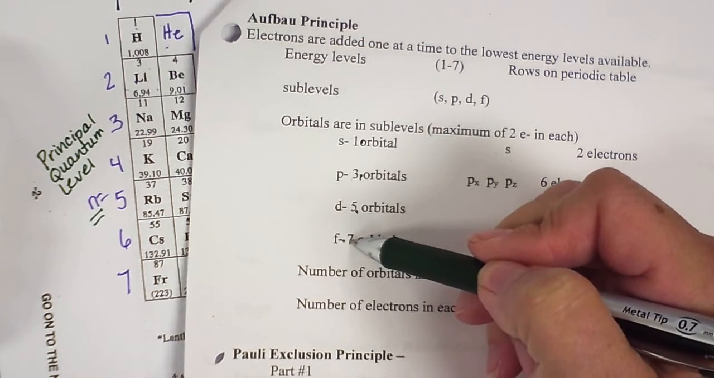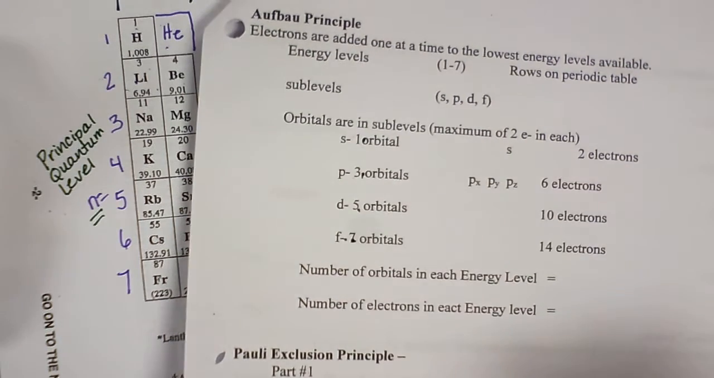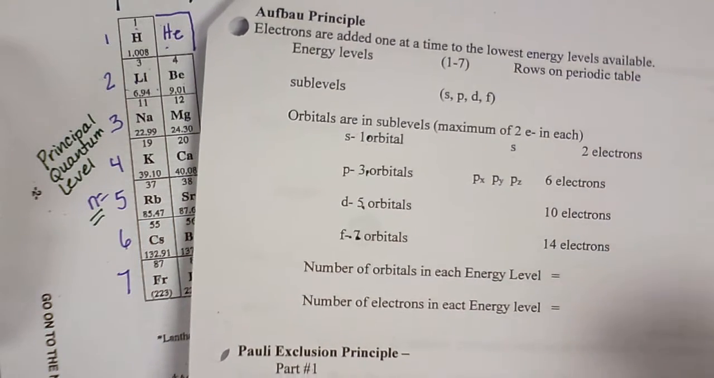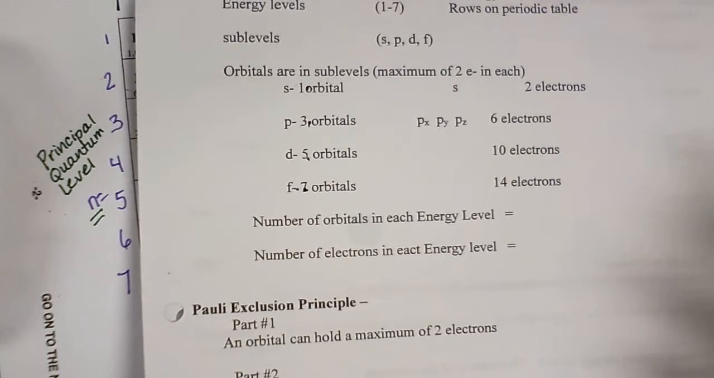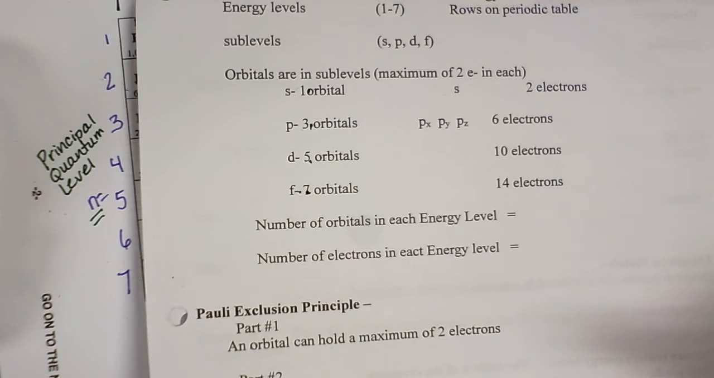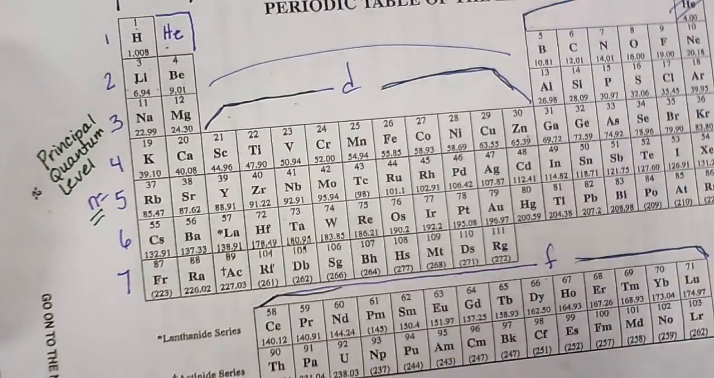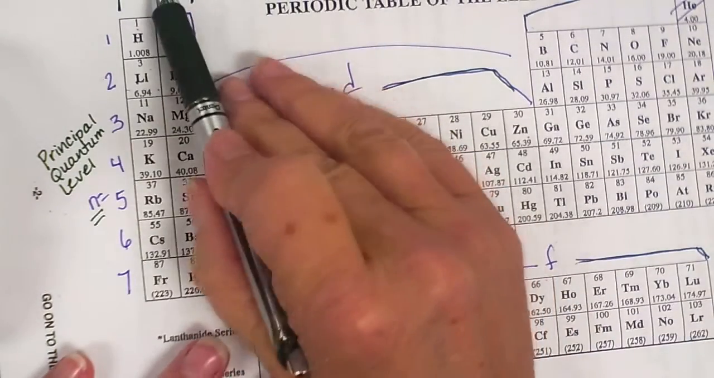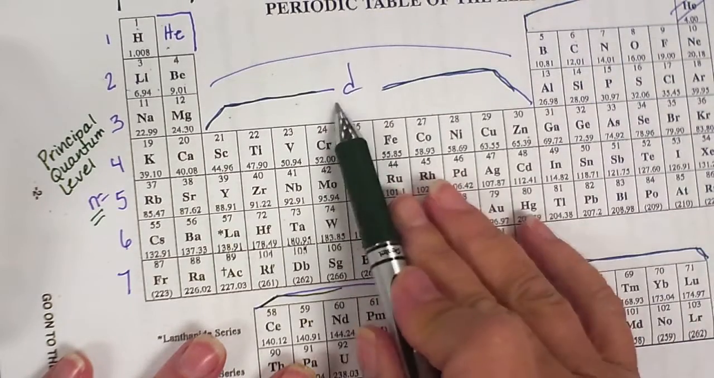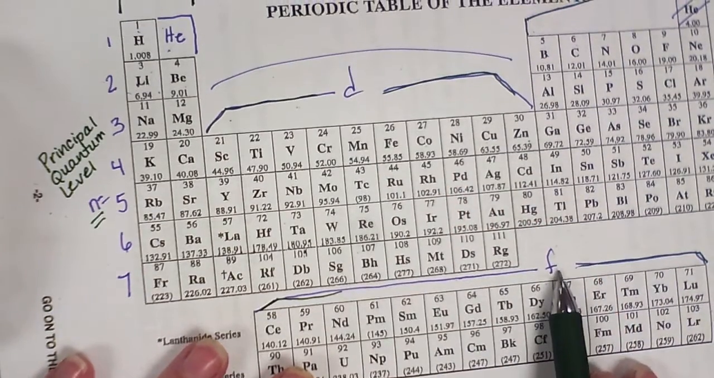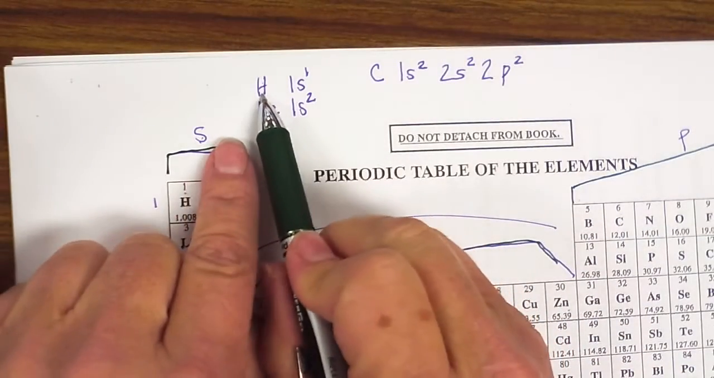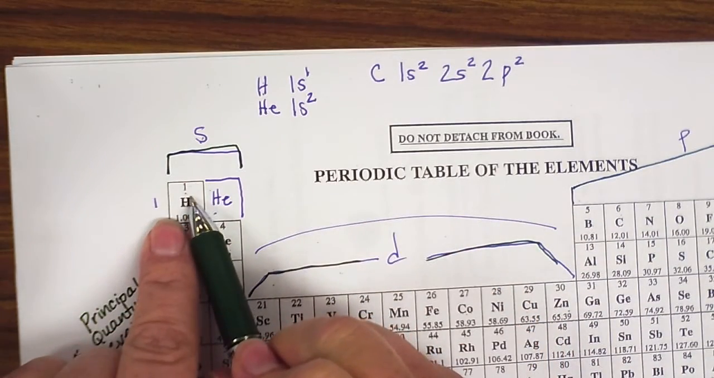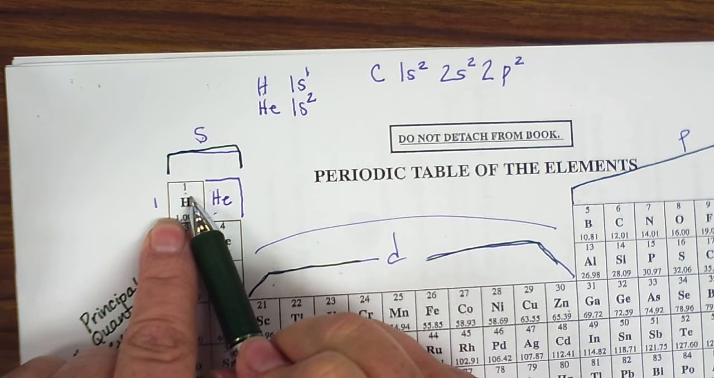So if we were looking at the newly discovered D sublevel, how many orbitals would it have? 9. And how many electrons would it hold? 18. All right? Okay, but for right now, we're only looking at the S, the P, the D, and the F. So what we did yesterday was we then looked at hydrogen, which has 1 electron. We know this because it has 1 proton, so it has 1 electron.